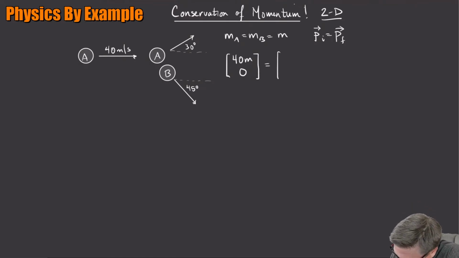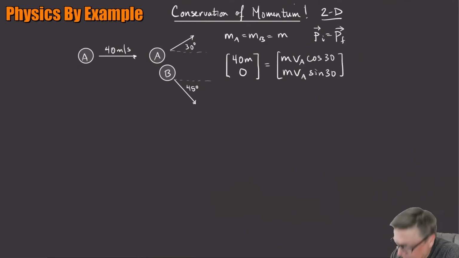Finally, what do I have finally? I've got m and then v_A cosine 30 is the x component, and then m v_A sine 30 is the y component. There we go. That's the momentum of A. And then I've got to figure out the momentum of B, because I add together all the momentum vectors, and that'll be the final momentum of the system.